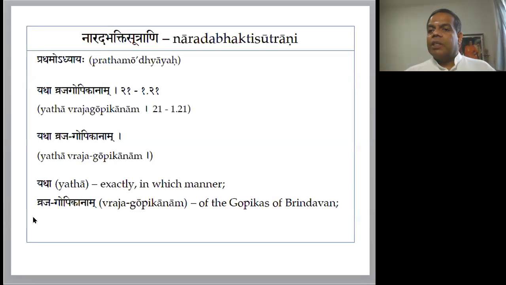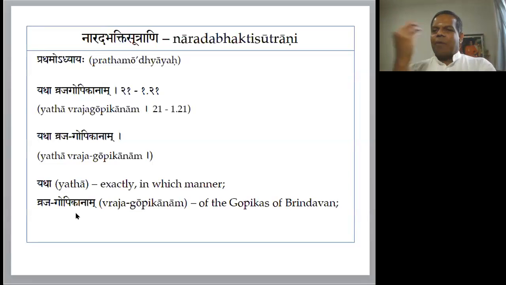Vraja Gopikanam. Vraja is Vrindavan. The Gopikas who are from Vraja, Vrindavan. Gopikanam is the sixth noun form, the sixth vibhakti, which means of, belonging to. So the meaning of the sutra is: all that is said by different rishis in their descriptions, who embody these qualities, in which manner, of the Gopikas who belong to Vraja, Vrindavan.